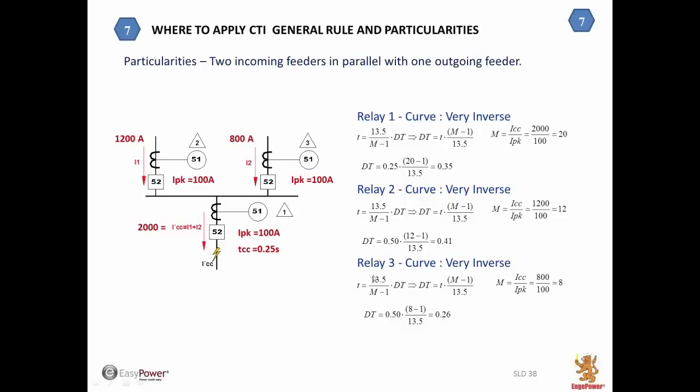For relay 3, we do the same, because the time to coordinate with the downstream relay has to be 0.25 seconds. So I'm going to use 0.25. And the multiple of the current that this relay is seeing is 800 amps divided by the pickup setting, 8 times. And the time dial is 0.26.